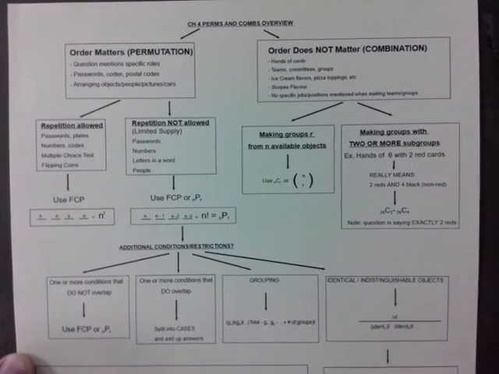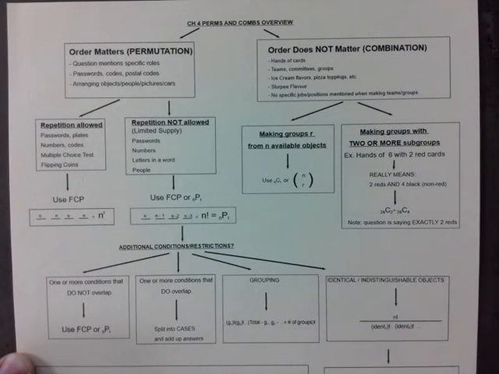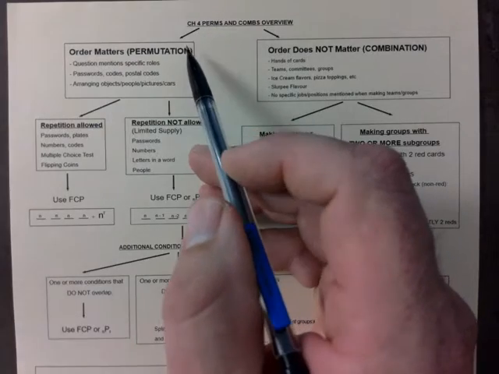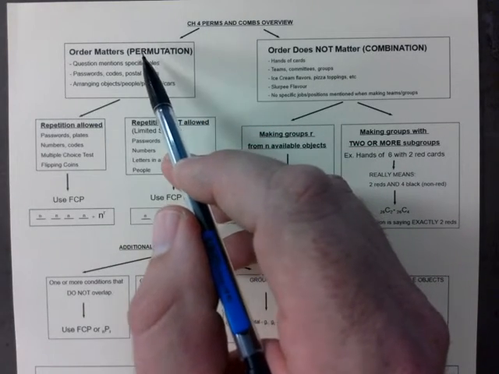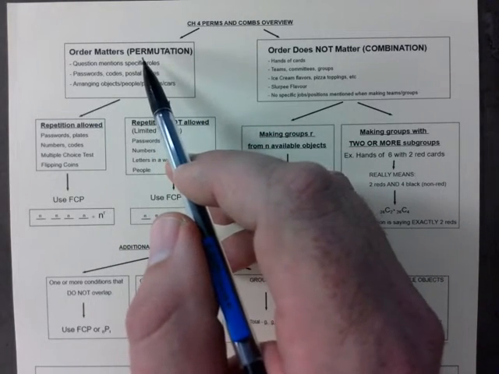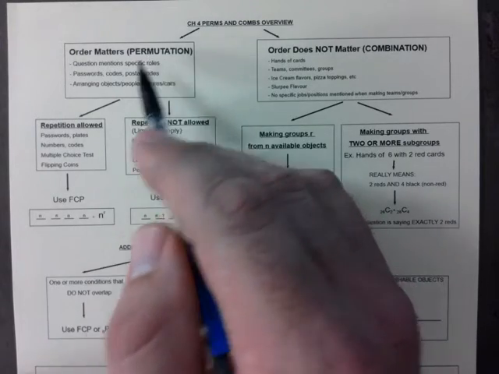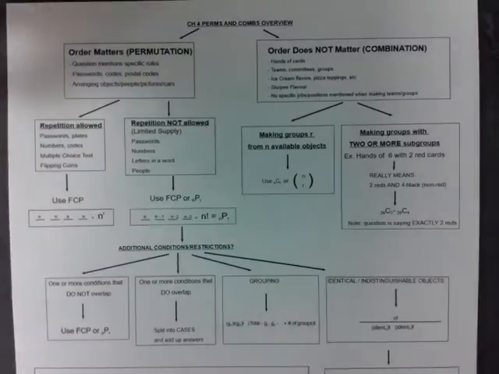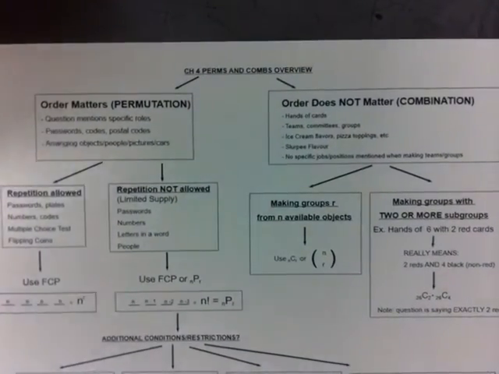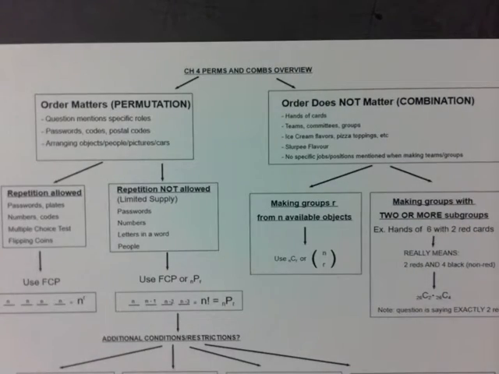So when we look at this flow chart here, the first thing you're going to have to ask yourselves in this scenario is: does the order in which I arrange things matter? The question should give you some hints. I gave you some keywords here. Let me zoom into those a little bit. That's why you have your own copy, right?